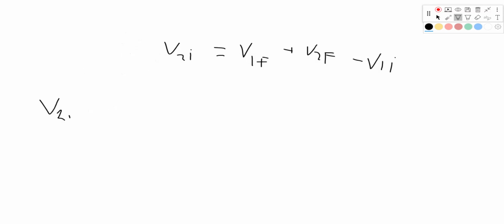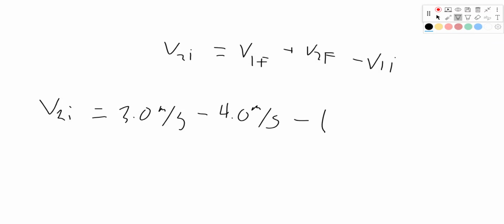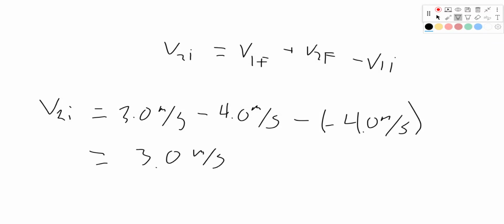Velocity 2 initial is going to be equal to 3.0 meters per second minus 4.0 meters per second. It would be plus, but this is a negative value, so we're going to make it negative. And then we're subtracting another negative value to get our final answer, which is 3.0 meters per second. And it's positive, which means it's to the right.